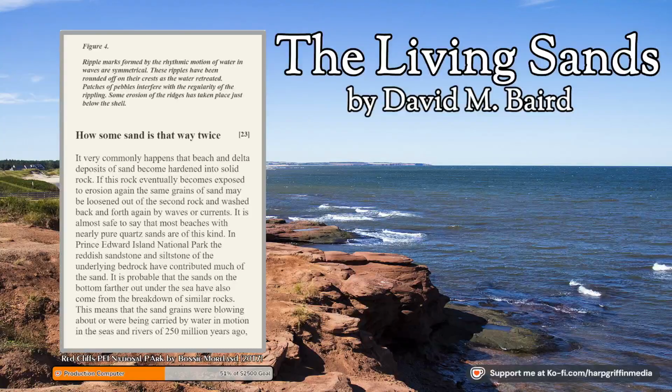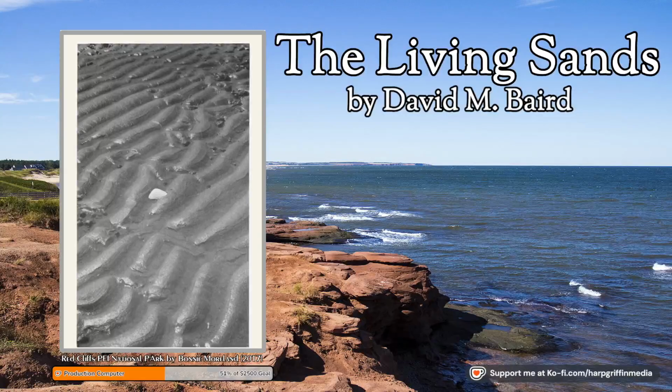Figure 4. Ripple marks formed by the rhythmic motion of water in waves are symmetrical. These ripples have been rounded off on their crests as the water retreated. Patches of pebbles interfere with the regularity of the rippling. Some erosion of the ridges has taken place just below the shell.